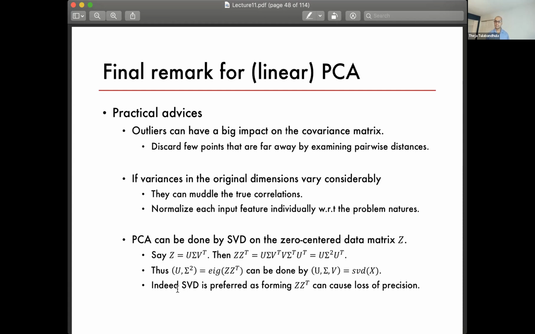It turns out, and it's a minor detail, that instead of doing eigen decomposition, because you will have to construct the empirical covariance matrix, it's better to work with the original data matrix and just do SVD on it. Okay? And the SVD itself can also be scaled up if you have too many data points or too many dimensions.